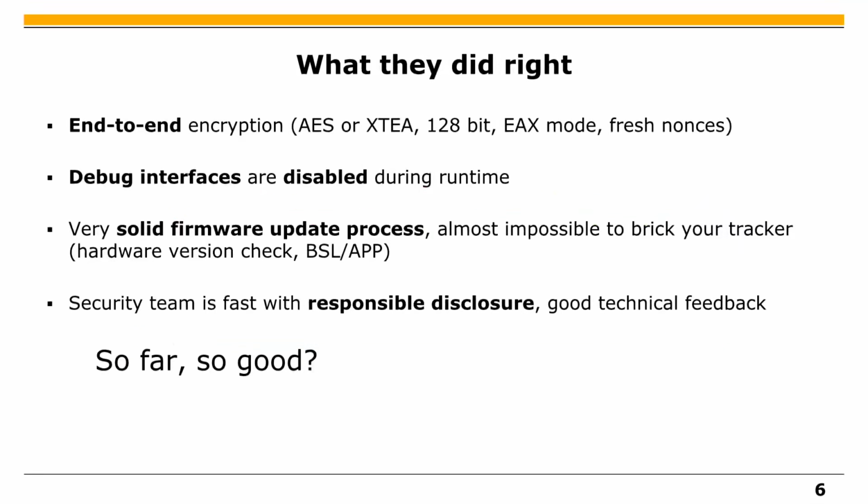And they did a lot of things right. In the old trackers it's some XTEA encryption, but the new trackers have AES encryption, and they use an IV and everything. So they do things properly. If you use the hardware, the standard configuration is that during boot the debug interfaces are disabled, so you cannot see anything in the debugger. And it's almost impossible to brick your tracker during the update process because it's separated in BSL and app part, and you boot into one or the other. So it seems to be a very solid system, even though we found some things, of course.